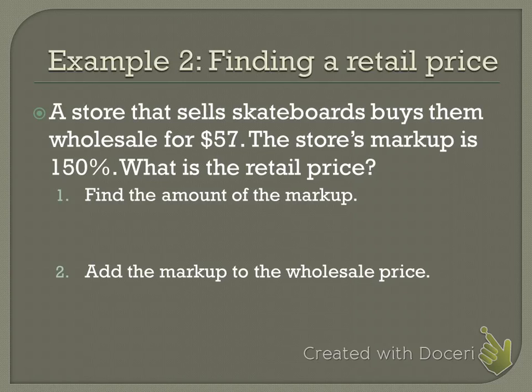It says, in this example, a store that sells skateboards buys them wholesale for $57. The store's markup is 150%. So what is the retail price? Okay, well, first I need to figure out how much money is the markup. I know that the original price that they paid is $57, and that they mark it up by 150%.